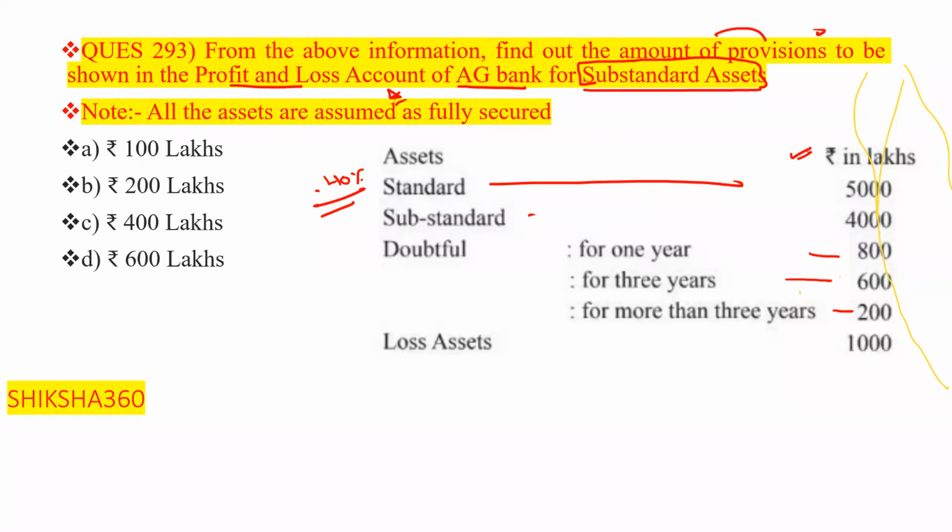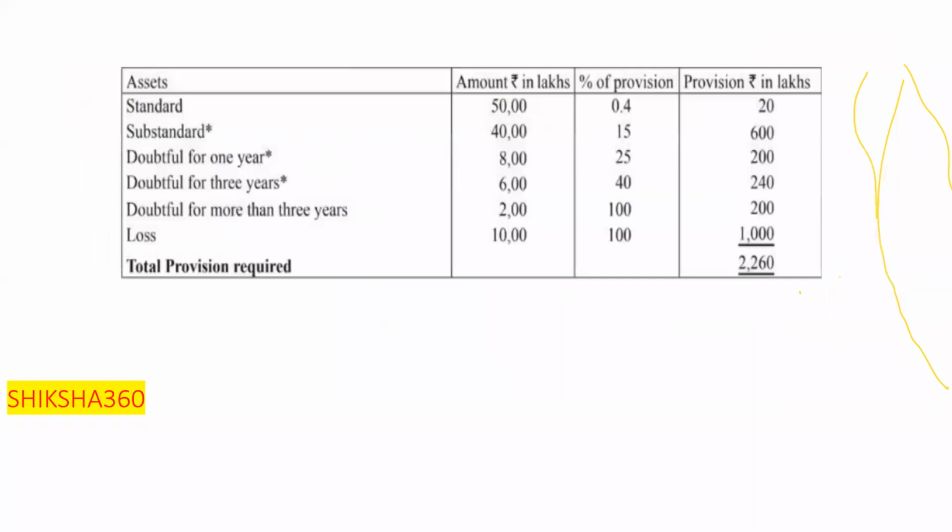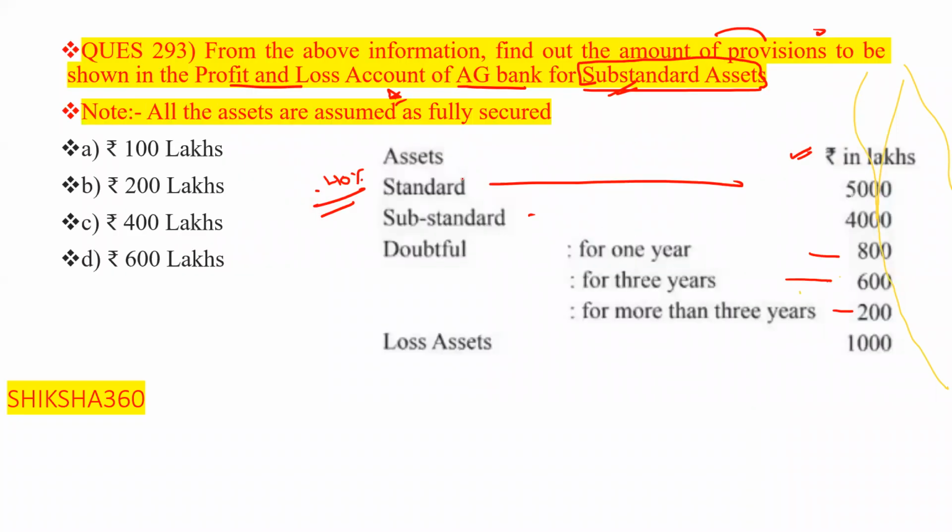Here they are asking for the substandard account. How much provisioning under the substandard account? Under the substandard account, the provisioning is 15%. Here it is 25%. Here it is 40%.